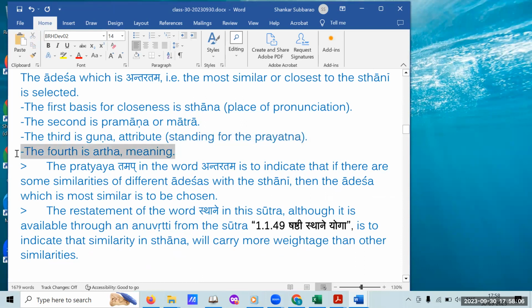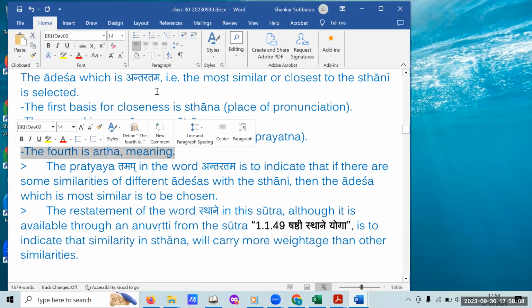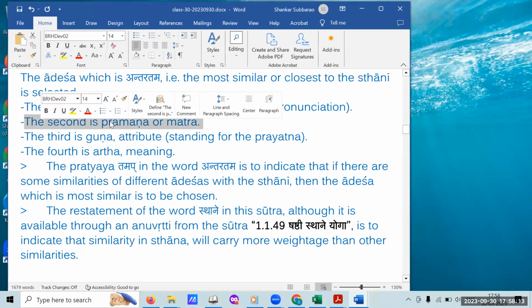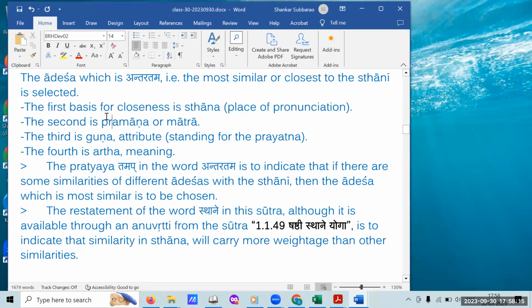So this one and Pramanam, it should be probably Parimana, not Pramana. Okay, I have taken someone's notes, one of my students who wrote it long ago, and I'm using it here. So this is Parimana, the length. This also we'll not see. We are interested in what primarily. One is Sthanam, another one is Prayatnam. Sthana and Prayatna are the two bases for closeness, which we will examine.